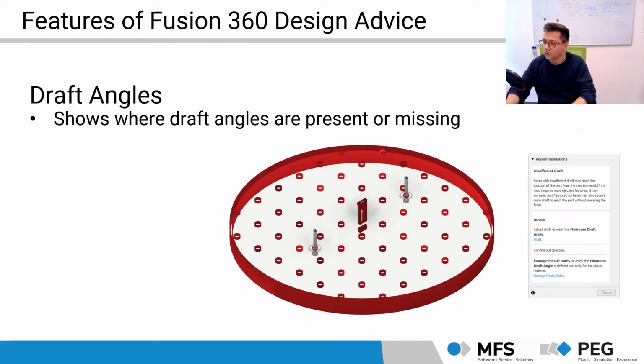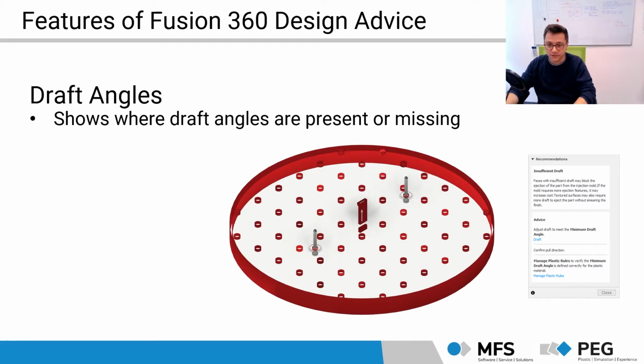Next one are draft angles. Of course, for ejection purposes, you will need a draft angle on all of the sides that will be ejected or are inside the ejection direction or the pull direction. So as you can see, I designed this part very nicely without any draft angles. So this should obviously be adjusted.